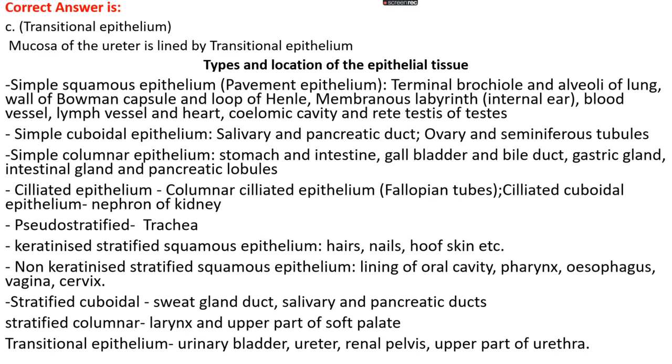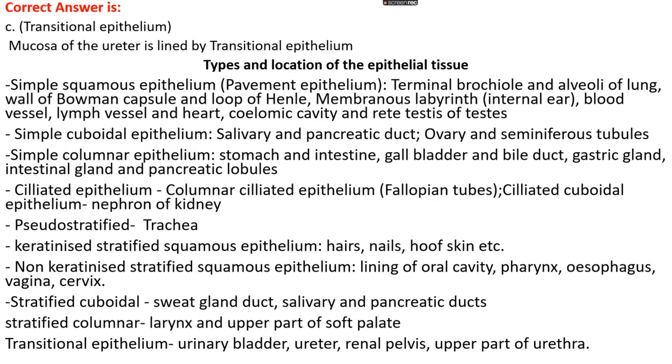There is ciliated epithelium, which has two types: columnar ciliated epithelium and cuboidal ciliated epithelium. Columnar ciliated epithelium mainly lines the fallopian tubes, while cuboidal ciliated epithelium mainly lines the nephron of the kidney. Pseudostratified epithelium is mainly found in the trachea.